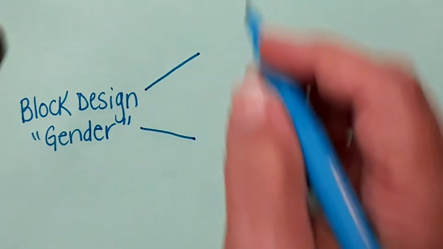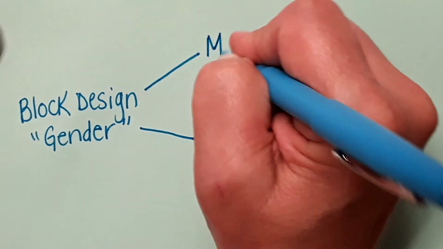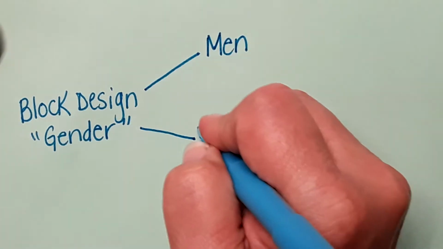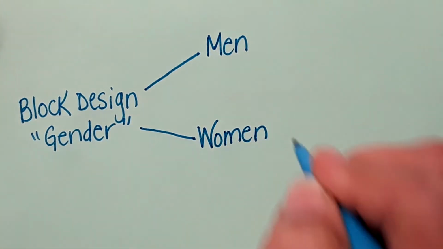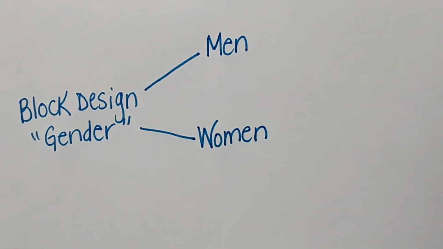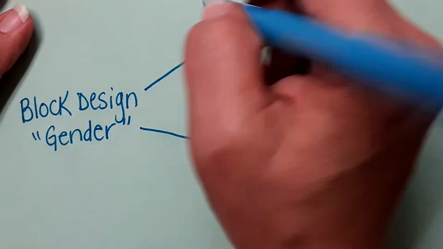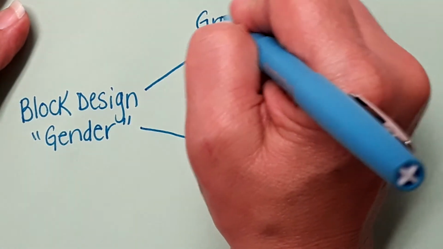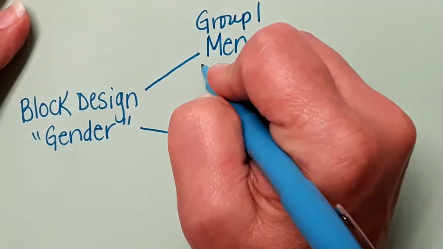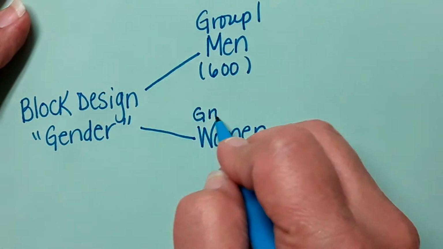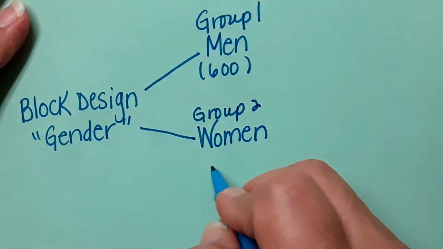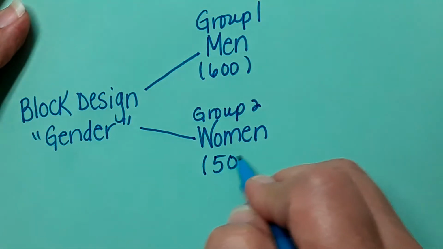So we have men and we have women. And then how many males do we have? This would be group 1, men, 600. So we're going to put 600 here. And then this is group 2, and we have 500. Okay.